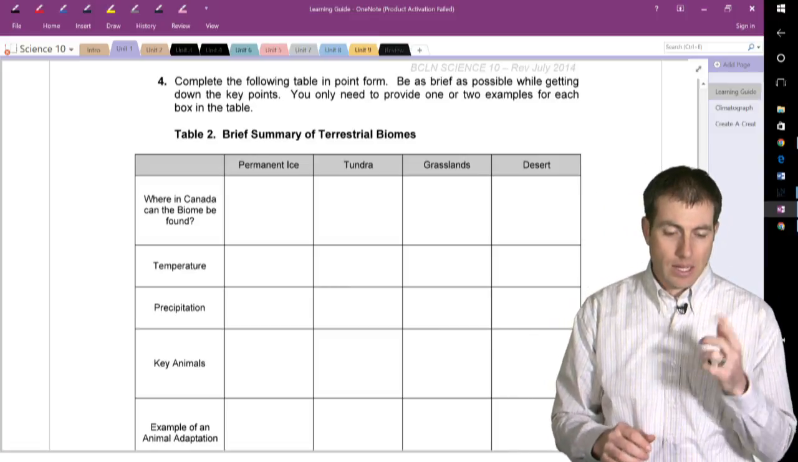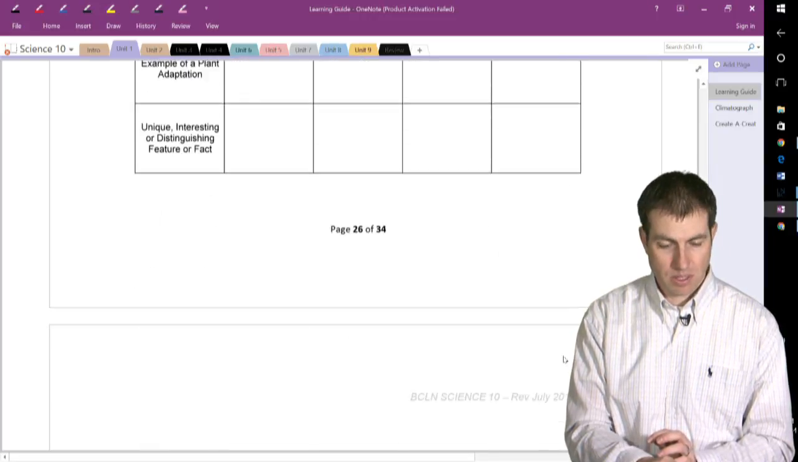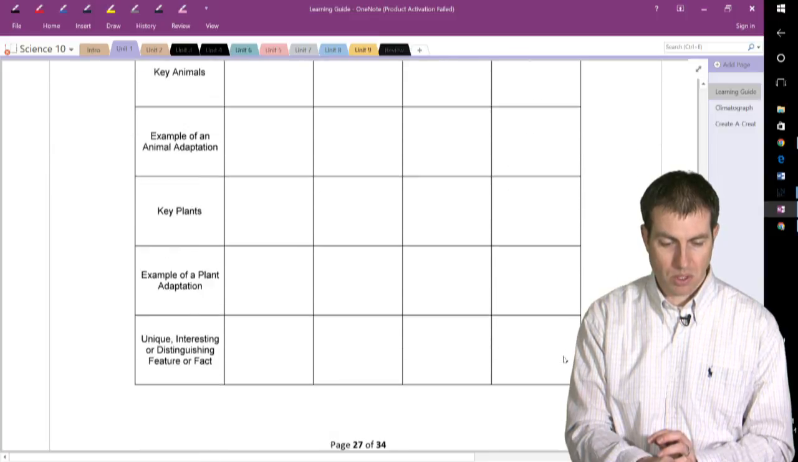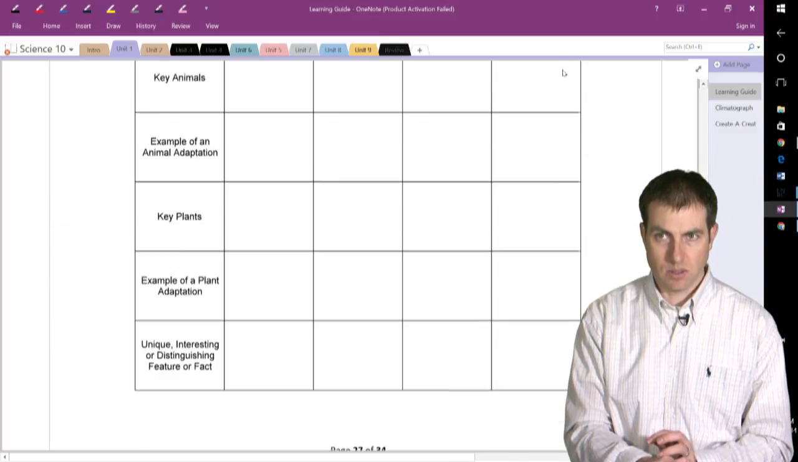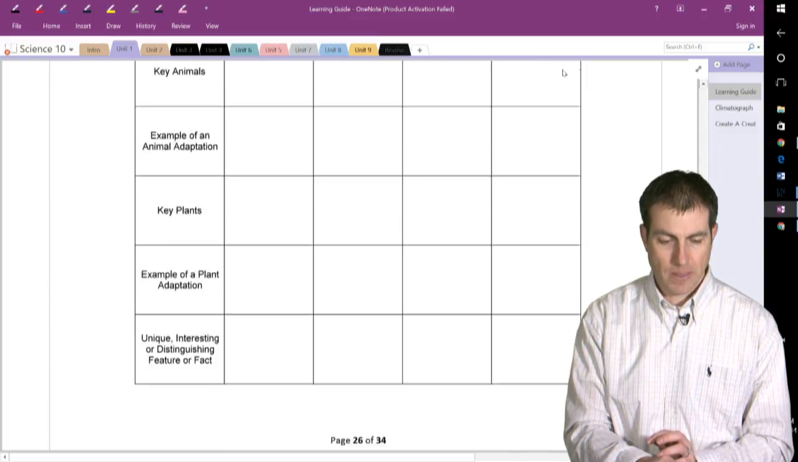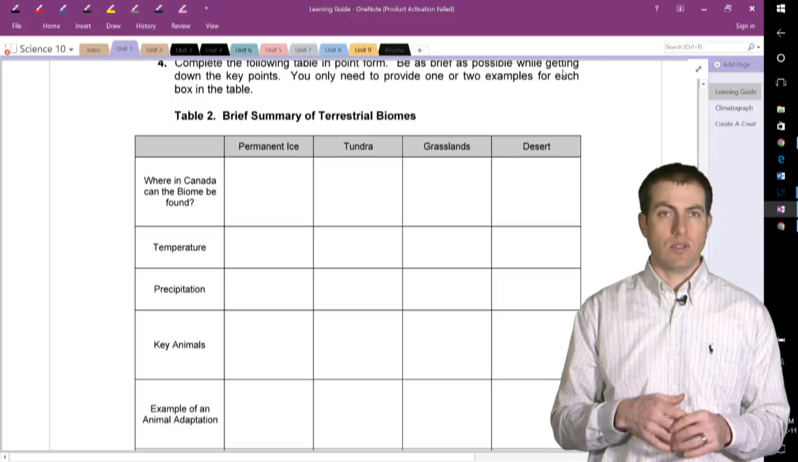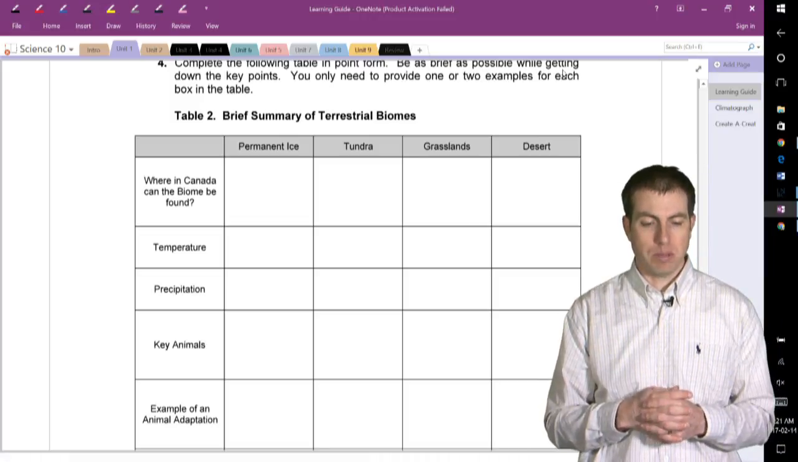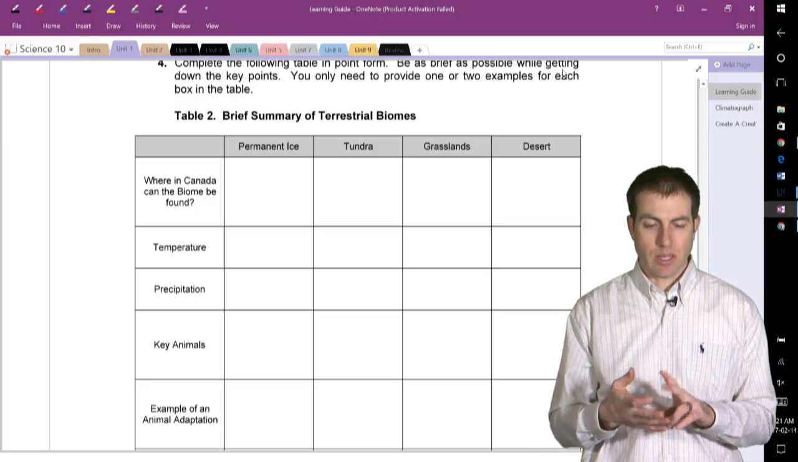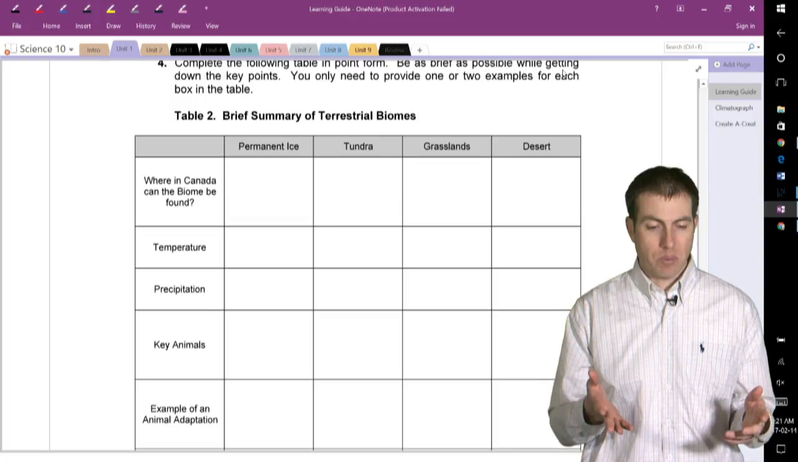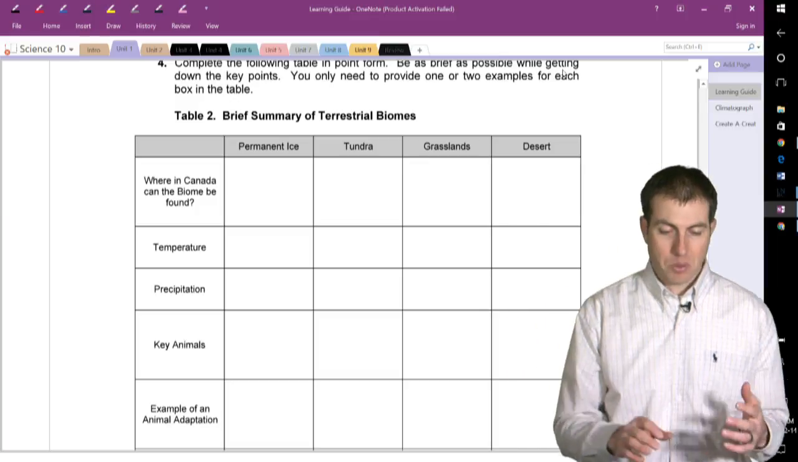Oh well. So this table should maybe be on page 23 of your learning guide, I'm going to guess. Maybe 22 and 23. If my counting skills don't leave me high and dry. So basically it's just a summary for you to organize all of the biomes into one place. So, 4 biomes on this page. You have permanent ice, tundra, grasslands, desert. Where in Canada can the biome be found, if anywhere? And then temperature, precipitation, animals. Example of an animal adaptation.